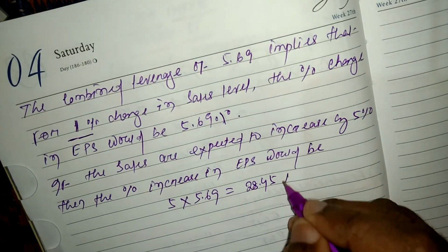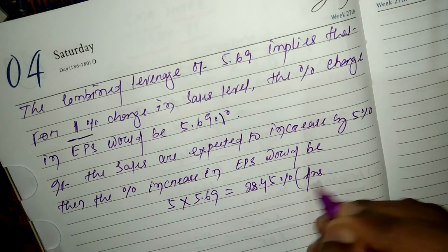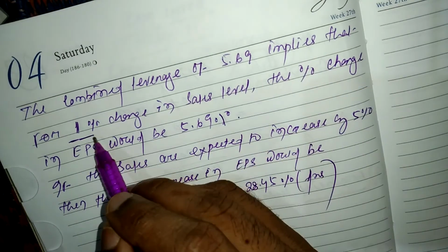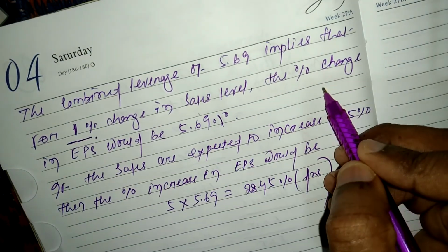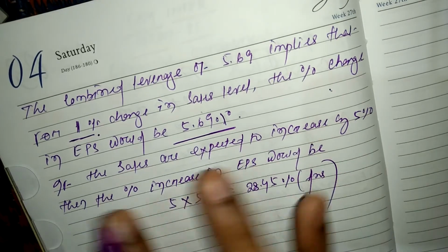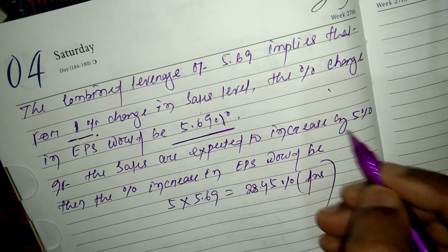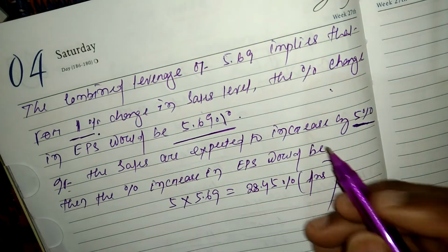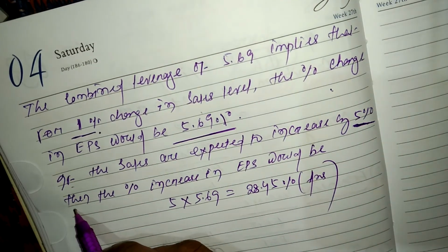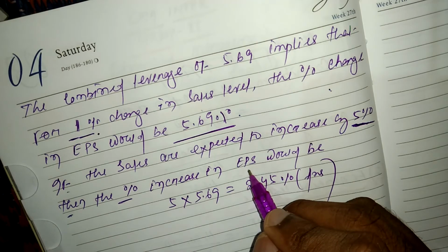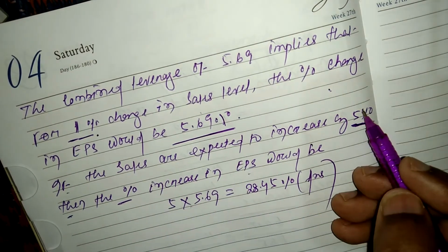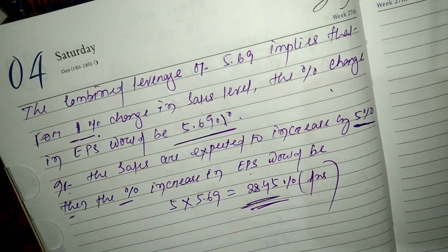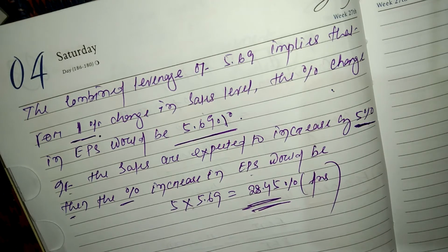Answer: the combined leverage of 5.69 implies that for 1% change in sales level, the percentage change in EPS will be 5.69%. Similarly, as per the question, if the sales are expected to increase by 5%, then the percentage increase in EPS will be 5% into 5.69, that is 28.45%. So this is it.